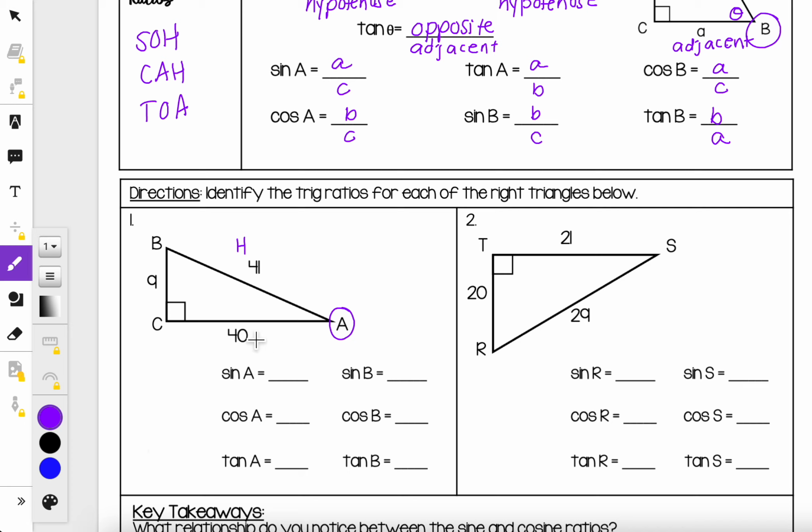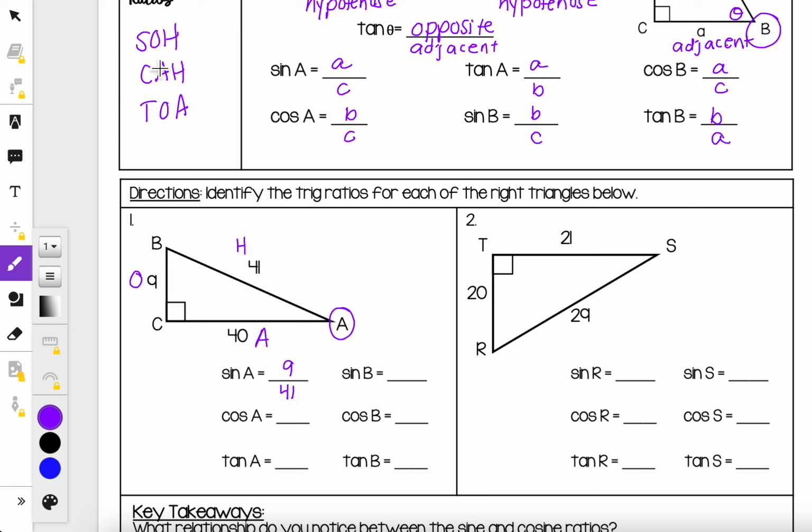Your other adjacent side is going to be your A, and then the side across from that angle is your opposite, so I'm going to put an O there, okay? So going back to SOHCAHTOA, sine is your opposite over your hypotenuse. Because I have these already labeled, I just have to go to my diagram. O over H is 9 over 41.